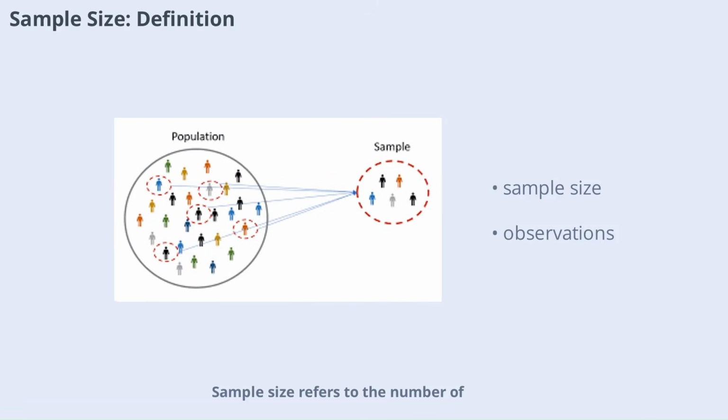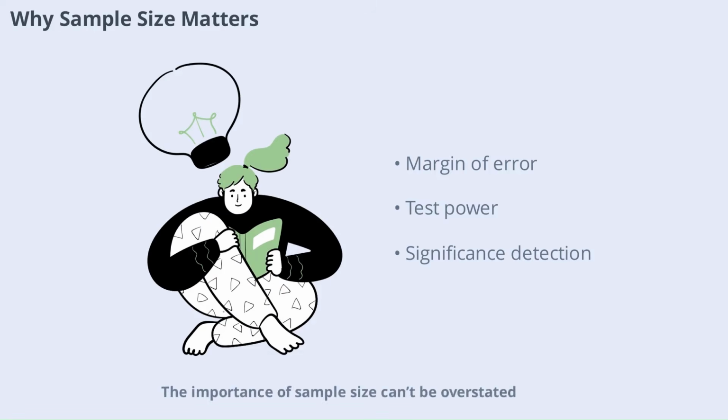diagnoses. Sample size refers to the number of observations or participants included in a study. It's a crucial factor in statistical analysis, affecting the precision, reliability, and validity of research findings. Choosing the right sample size ensures that your results are both meaningful and trustworthy, providing a solid foundation for any statistical test or model.